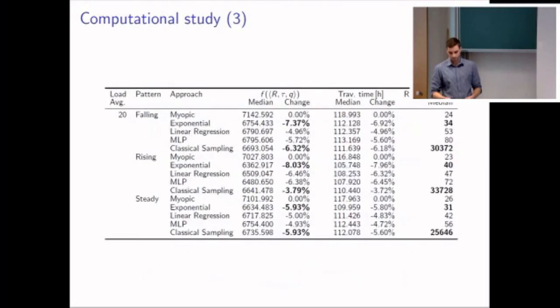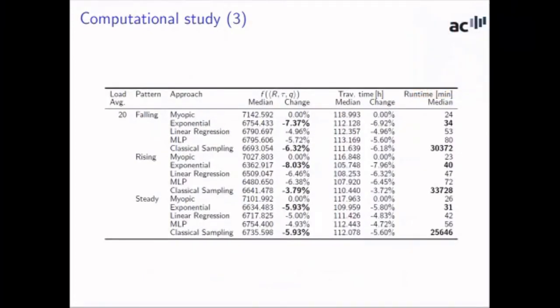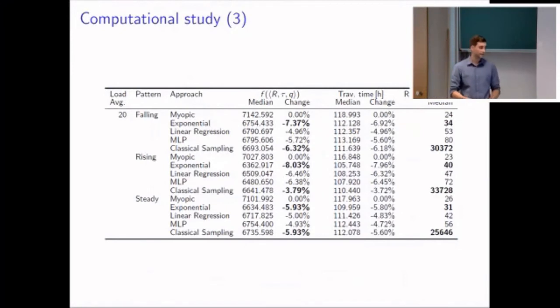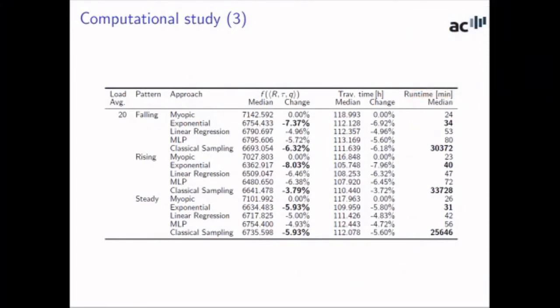Here we picked out the results for average load 20. And this is the highest load that we could compute classical or sampling solutions. And you can see that the results are pretty similar. The improvement is pretty similar, but the runtime is reduced by orders of magnitude, as you can see here.